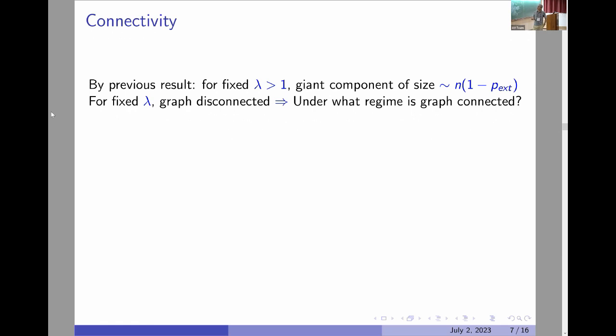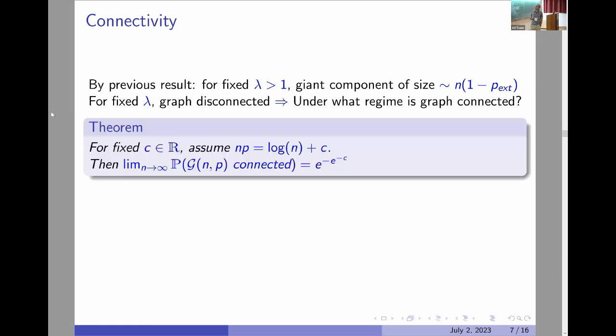So Erdős and Rényi then went on to figure out when the graph becomes connected. You need the average degree to be large, but more precisely, they figured out that you need the average degree to be log n plus order 1. So if it's log n plus, say, some constant c, then they have this exact limiting result: the probability that the graph is connected converges to exponential of minus e to the minus c.